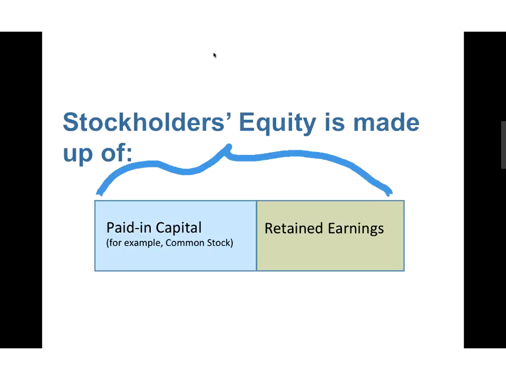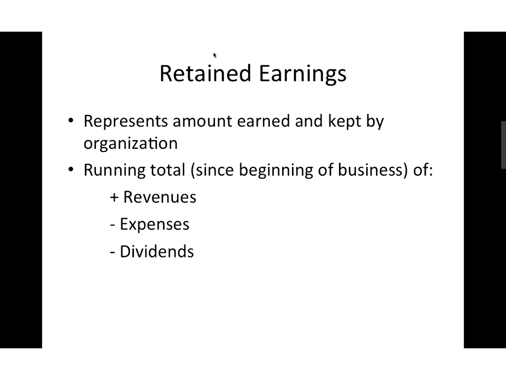The other thing is retained earnings. Retained earnings doesn't represent anything that you can point to, but it is a running total of all our accumulated earnings to date, less any losses and less any dividends. So we're looking at retained earnings: how have we done over time?